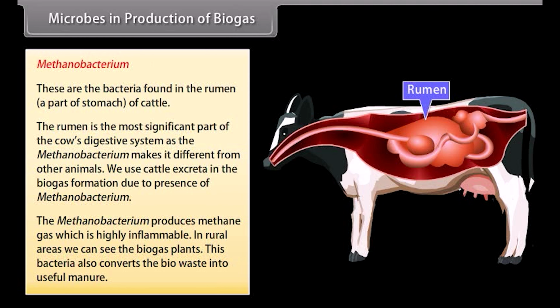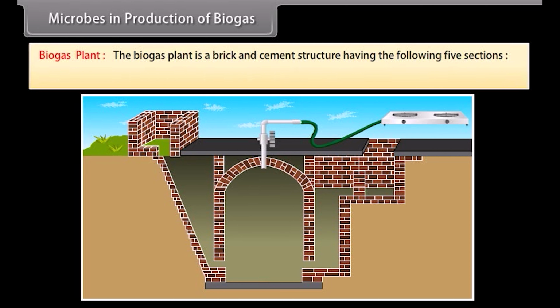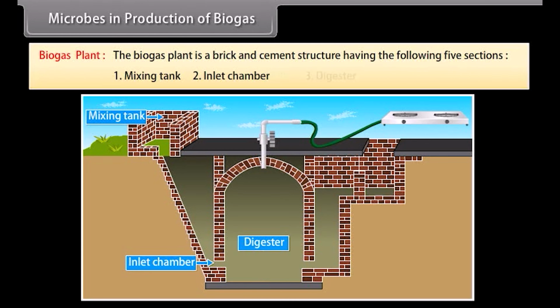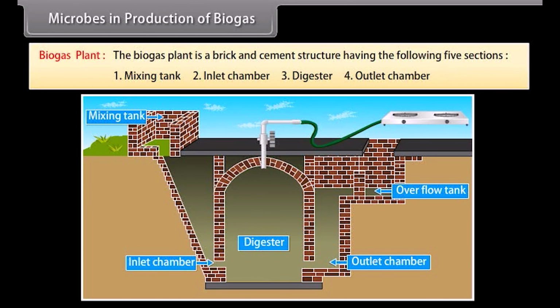In rural areas, we can see the biogas plants. This bacteria also converts the biowaste into useful manure. Biogas plant. The biogas plant is a brick and cement structure having the following 5 sections. Number 1. Mixing tank. Number 2. Inlet chamber. Number 3. Digester. Number 4. Outlet chamber. Number 5. Overflow tank.